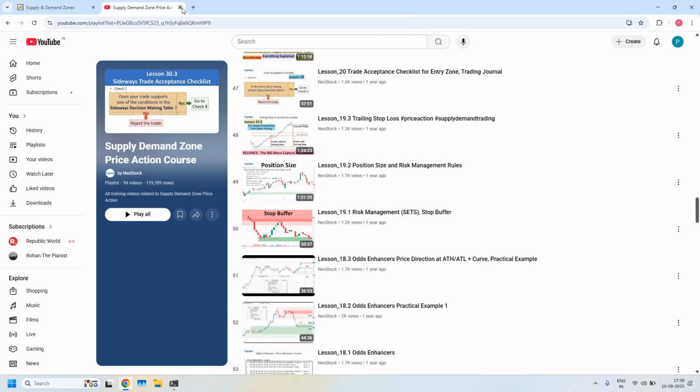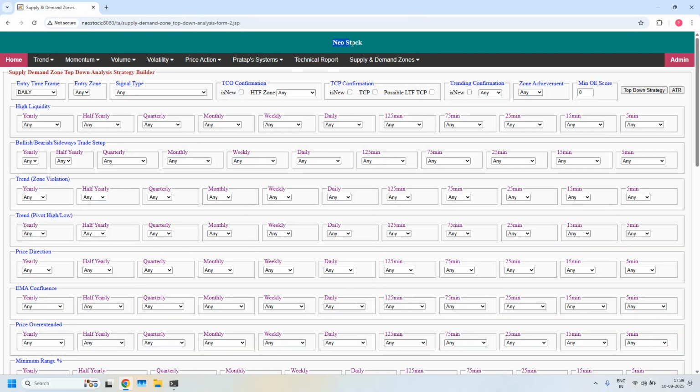Now I am generating different supply demand zone reports with the help of the NeoStock Software Supply Demand Zone Top-Down Strategy Builder. First, I am going to generate reports finding the stocks near daily and 75 minutes demand and supply zones. From those reports, we can identify high priority, high liquidity demand zones and supply zones so that we can apply the high liquidity zone strategy that you learned in the lesson 21.3 video.